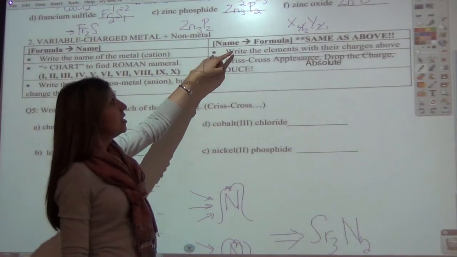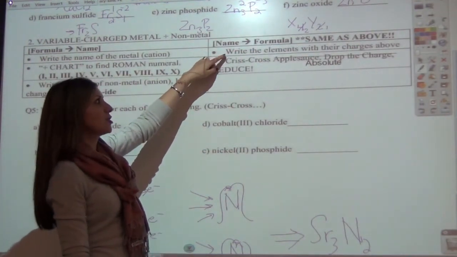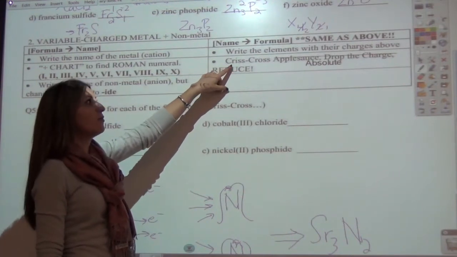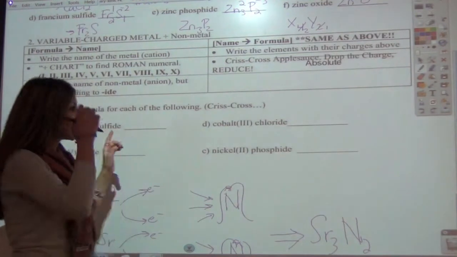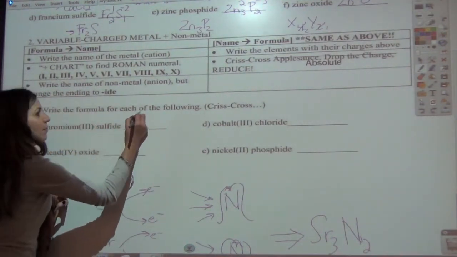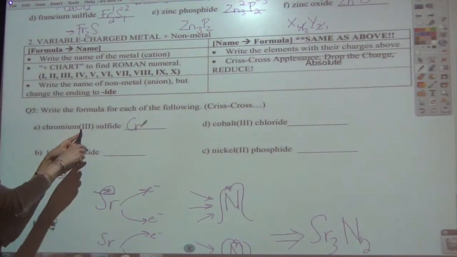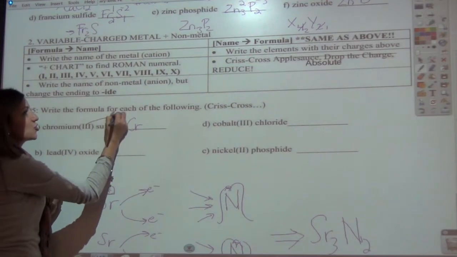The first ones we're going to do, we're going from the name to the formula. You're going to write the names of the element with their charges above, and we're going to do what we did before. Everybody say it with me. Crisscross, absolute, reduce. So, here's what we're going to do. We're going to write chromium, and chromium is Cr. This right here is not how many chromiums you have, it is the charge.